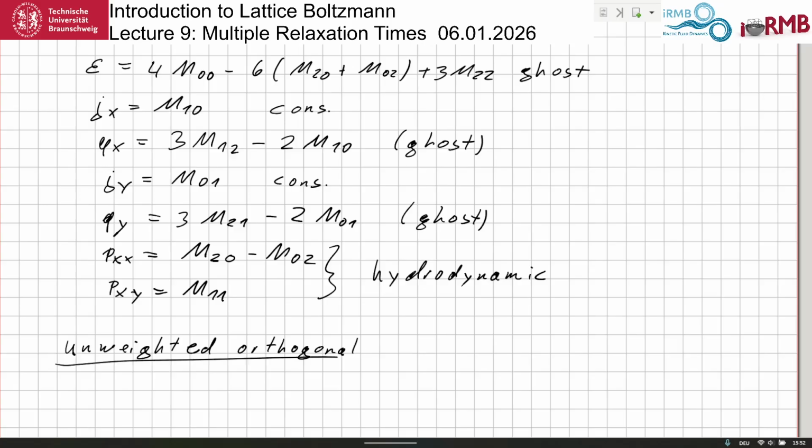Unweighted orthogonal. So now there is a little bit of a didactic problem. In principle, nowadays we don't usually use unweighted orthogonality anymore.